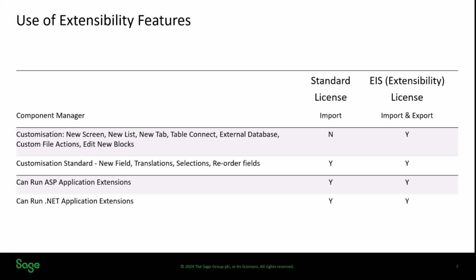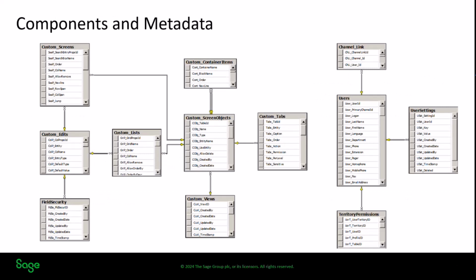So the extensibility features that we're using, if you want to be able to create and then deliver a component which has new screens, new lists, etc., requires you to have an EIS license. It's not the same if you've just got the standard license, then you can play, and any of the components that you can download from the community are capable of running and installing.